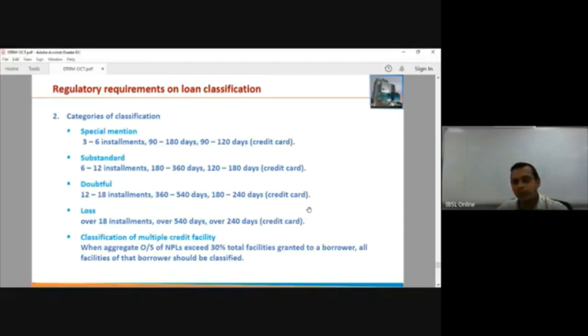But after COVID-19, we have removed this because otherwise, one facility goes into NPL because of COVID, and it may be more than 30%. So the entire thing goes into NPL. So banks' NPL go up. Therefore, considering that, we have taken out this multiple classification after COVID. So this is one of the exemptions given, a regulatory relaxation, right?